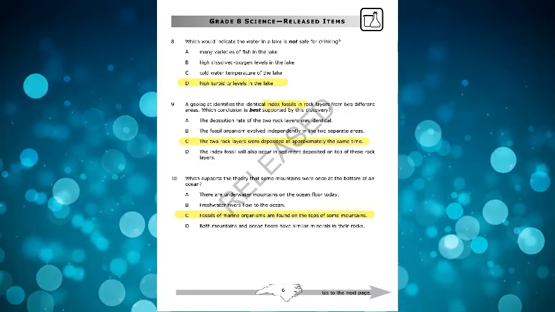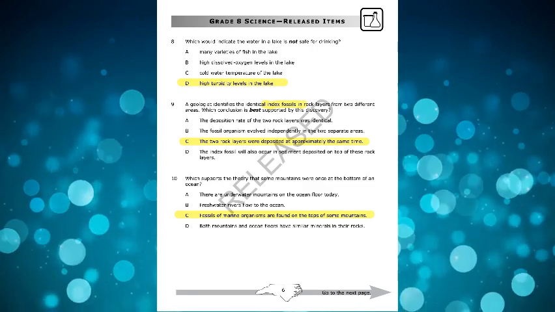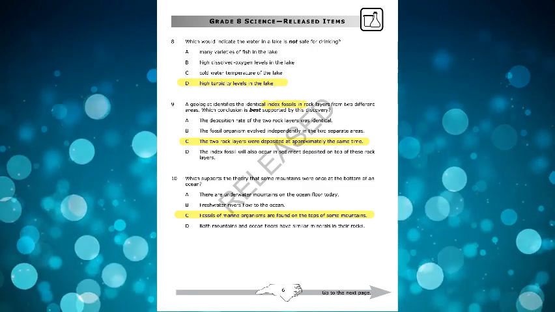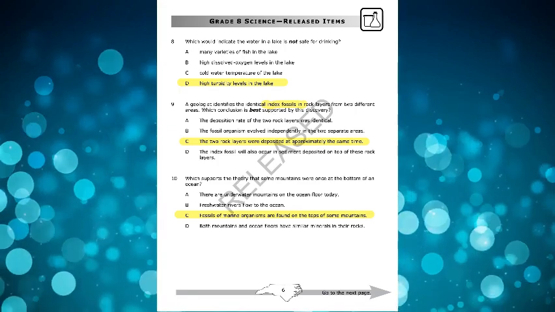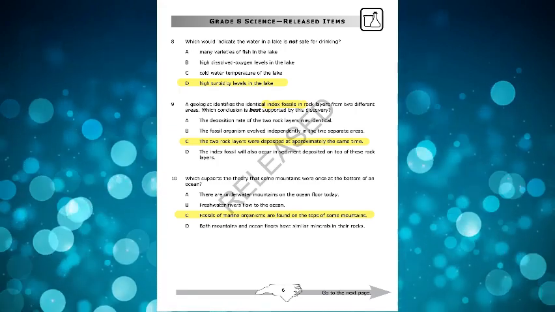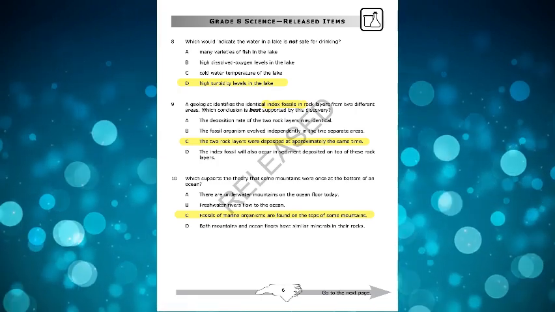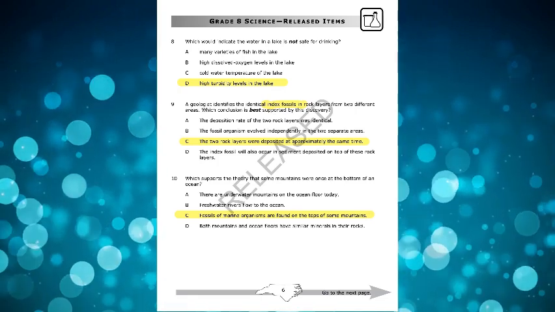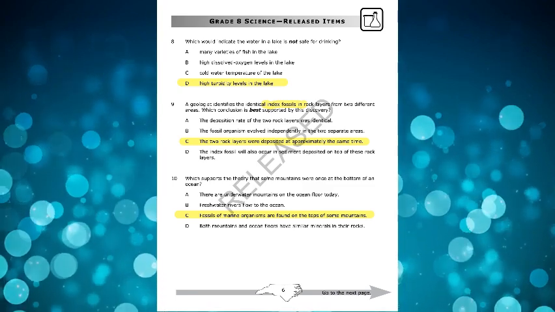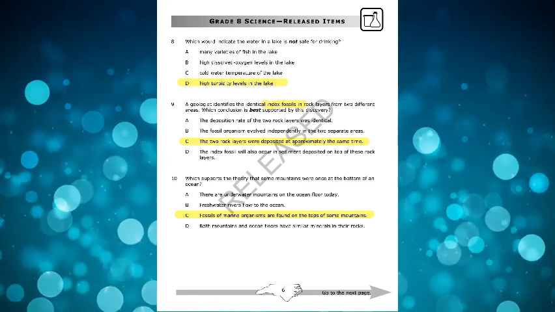All right, so which would indicate the water in the lake is not safe for drinking? Again, this one is D, high turbidity levels in the lake. Remember, turbidity talks about how clear the water is. That's not the only indicator, but it's a really good indicator as far as the healthiness of the lake, how clear or not clear the water is.